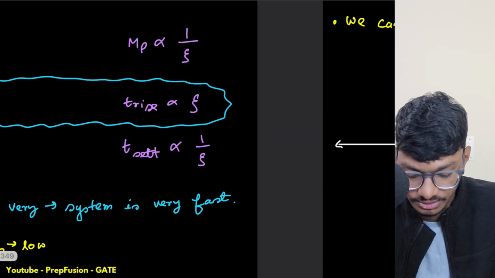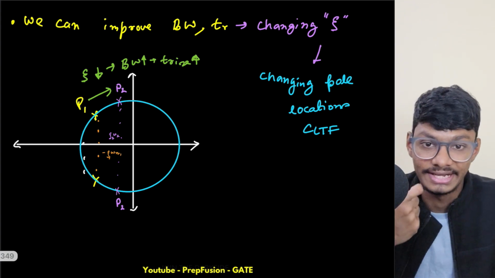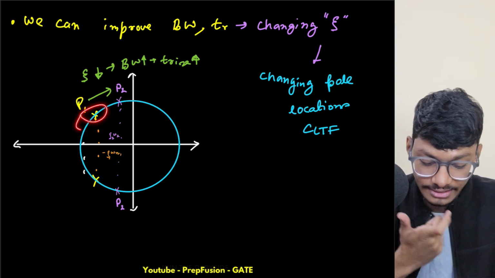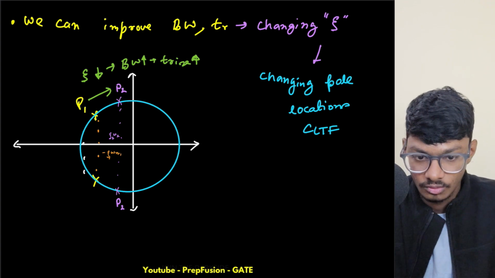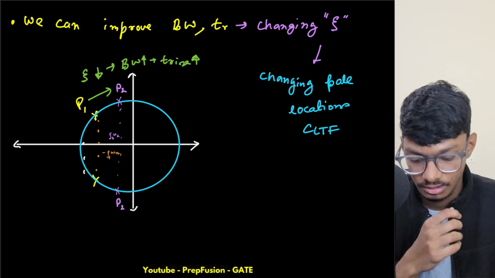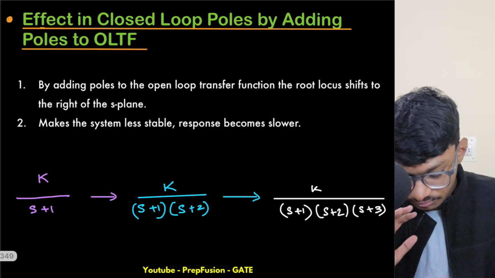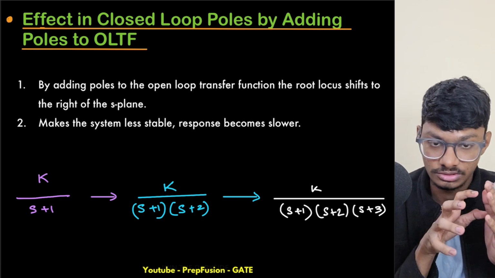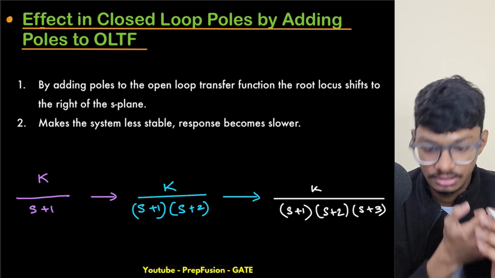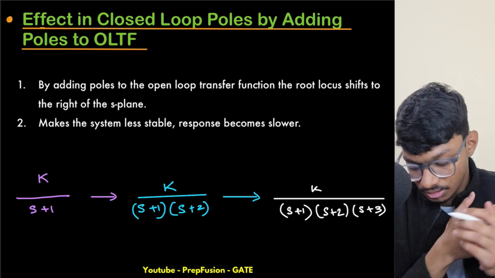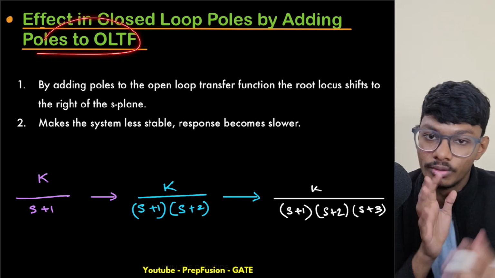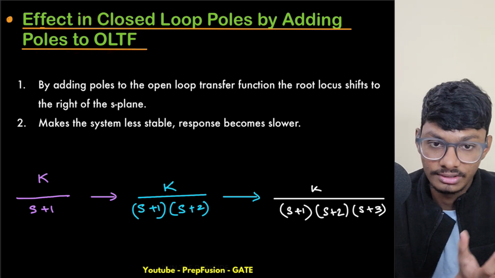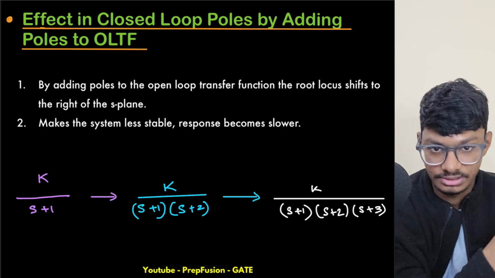That is the main motto of this chapter, to design those controllers in such a way that they can shift my closed loop poles. How do we do that? We have already studied this, as I told in the time response chapter. If we somehow added some poles or some zeros in the OLTF, then what does it affect in the overall system?